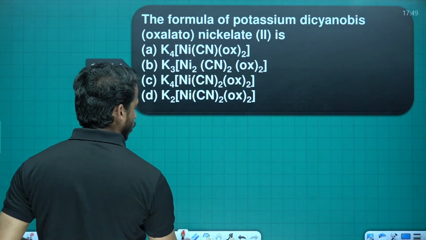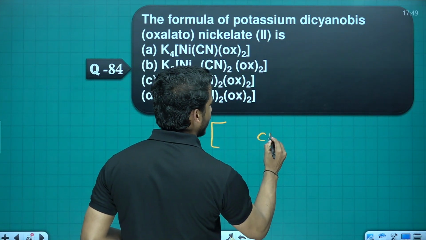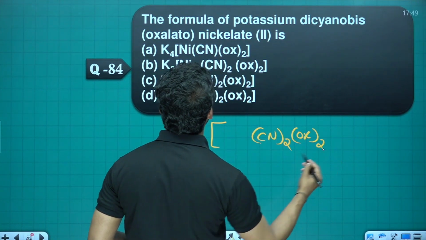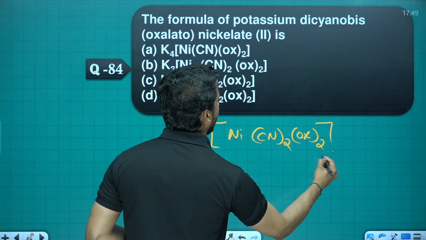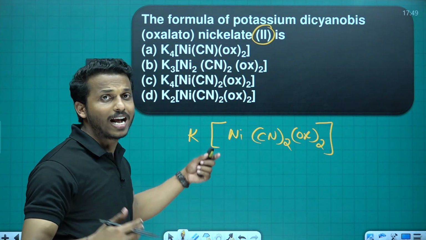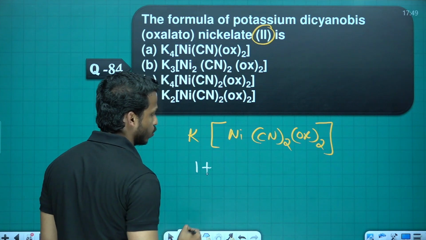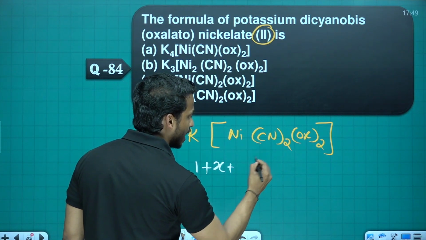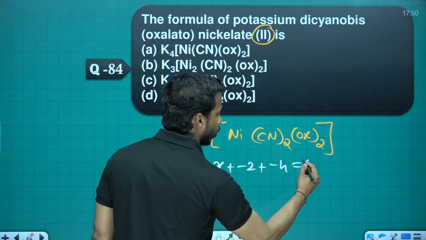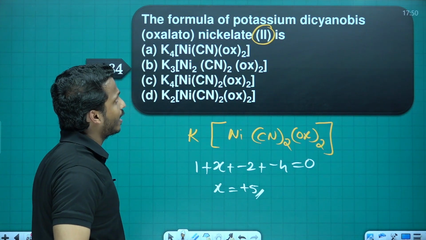What is the formula of the complex? Potassium. What is potassium? K. Dicyanido. What is dicyanido? CN twice. Bisoxalato. That means ox twice. Nickelate. Yes, nickel. Okay. 2. What is the overall charge? 2. We need to get it. Let me check whether it is correct or not. As of now, I placed only one potassium, so charge is 1. Nickel x. 2 cyanide charge is -2. 1 oxalate -2, 2 oxalate -4, overall 0. You will get x equal to +5. But we need to get it as +2.